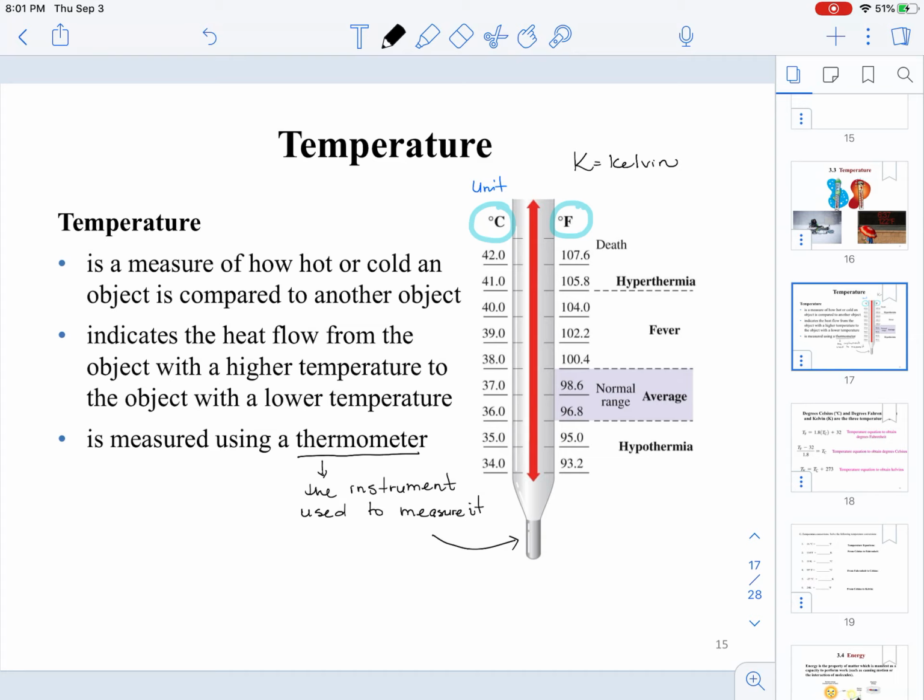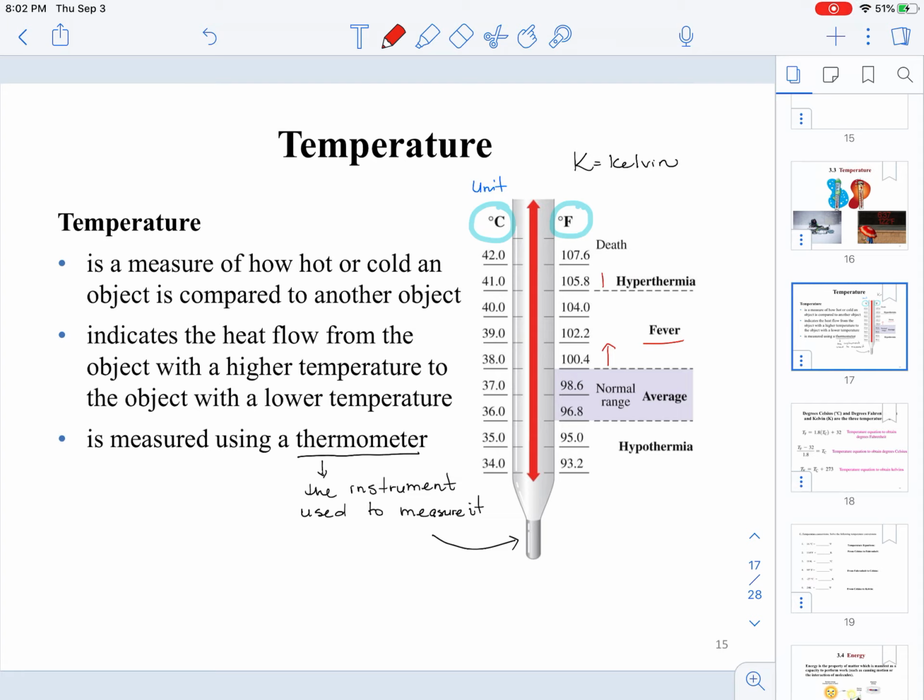Now, it is very important for you guys that are majors in allied health to understand that the body temperature is actually found in a range. And that range goes from 96.8 all the way to 100.4. If the body temperature rises above 100.4 degrees Fahrenheit, in other words, 38 degrees Celsius, then that person is going to have a fever.